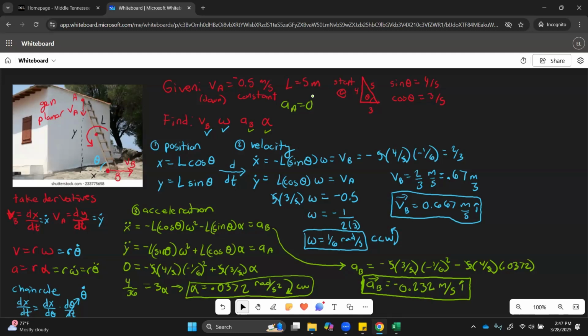But sometimes it is easier to use a scalar equation if you know, for example, which direction things are moving, or like in this situation where we knew that point A was only going in the y direction. We knew that point B was only going in the x direction. So we could split it up into the scalar equations instead of having to use the cross product.